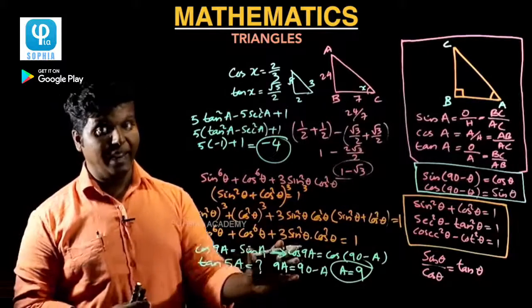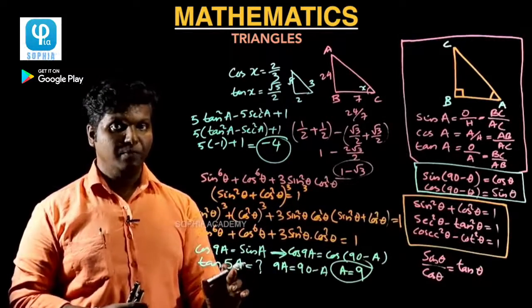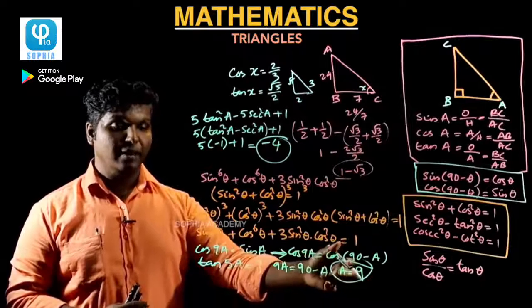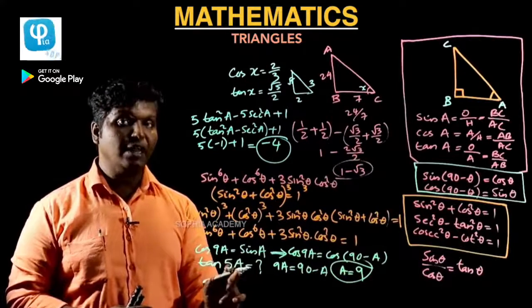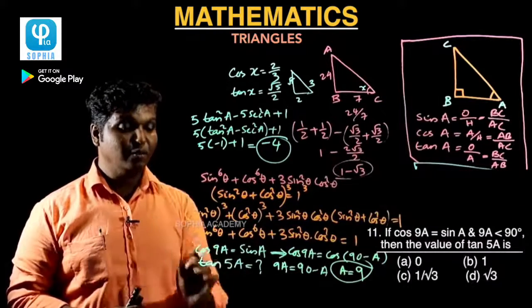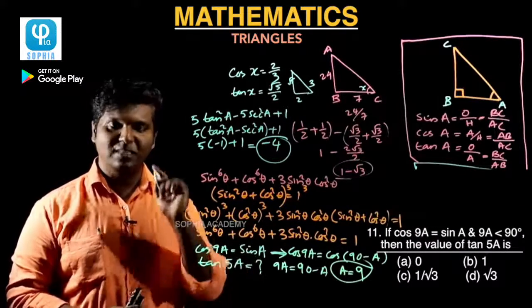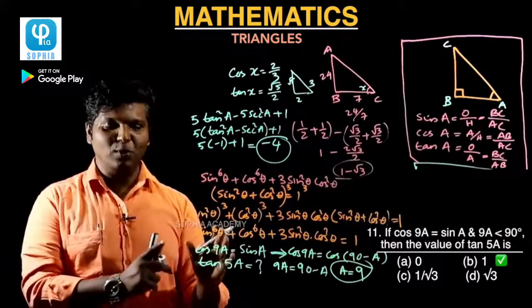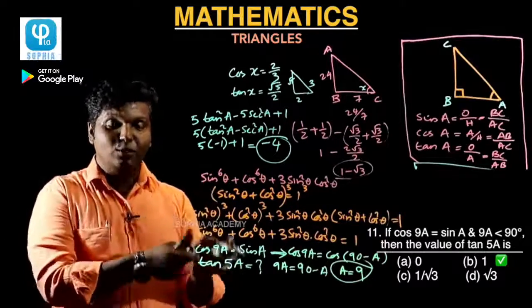Now you got the value a. Now tell me, what about 5a? 5 nines are 5 into 9. It is 45, right? So what is tan 45? Tan 45 is 1. The value of tan 45 is 1. So the answer of this question is 1. So this is the way how to understand the question and how to solve that one.